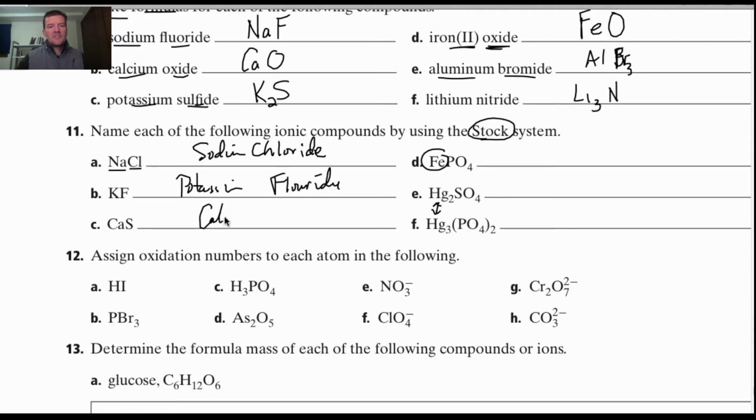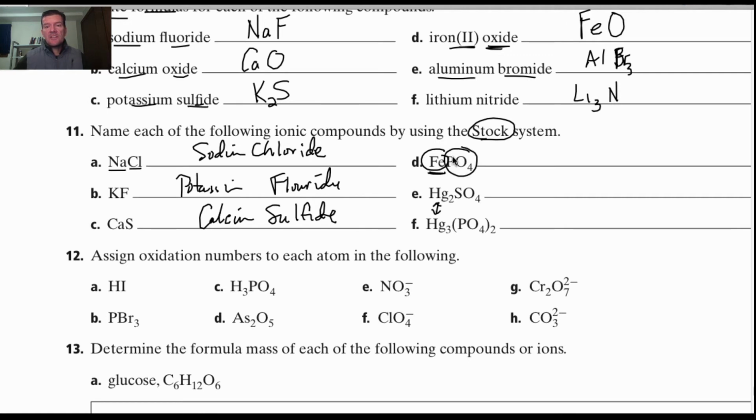And this is calcium sulfide. Those ions are never changing for those. But over here, iron could be a +2 or a +3. Don't know. Well, all we do is we look at this here.